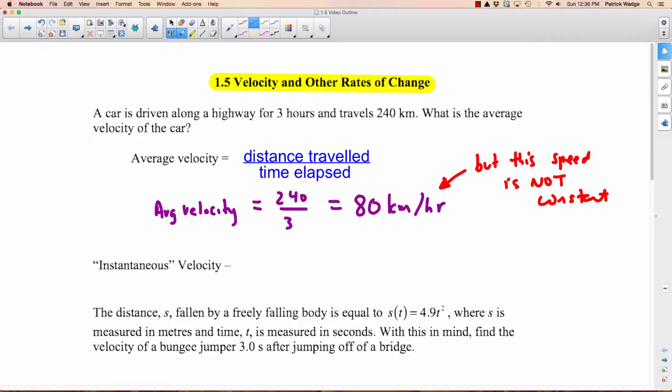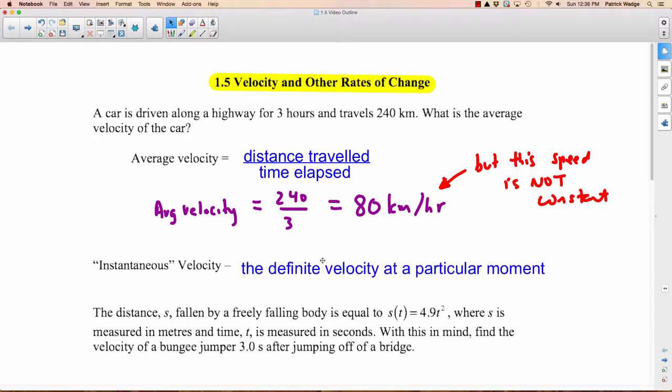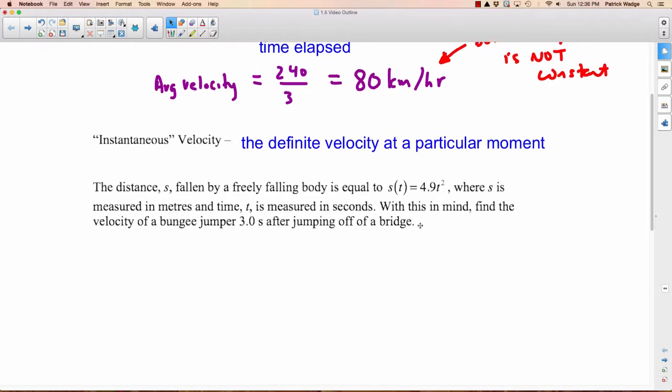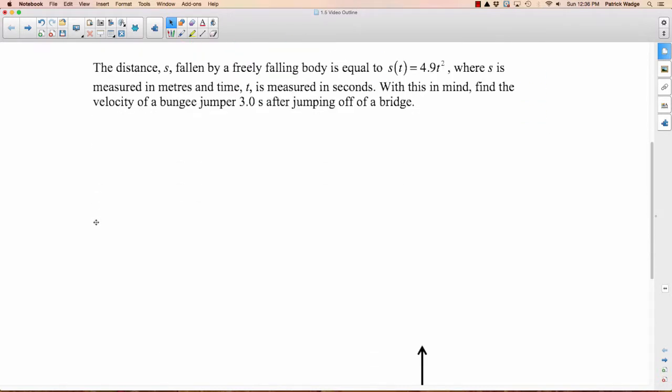So what we're interested in when we're doing calculus is instantaneous velocity. That's the definite velocity at a particular moment. So let's say after 1 hour and 23 minutes and 42 seconds, how fast exactly was this person going? If we have a function in terms of an equation, or if we have a graph, we can figure out those things. We can figure out the instantaneous velocity. So let's take a look at an example here.